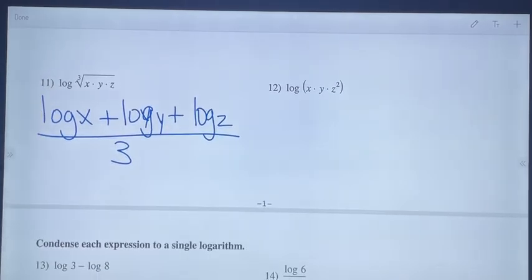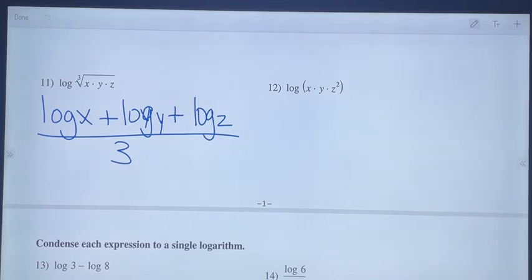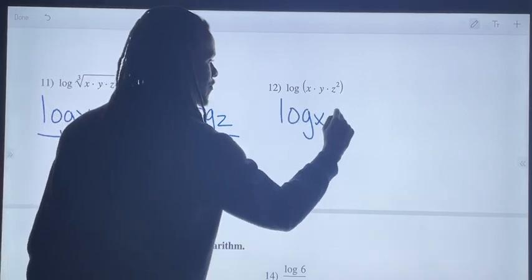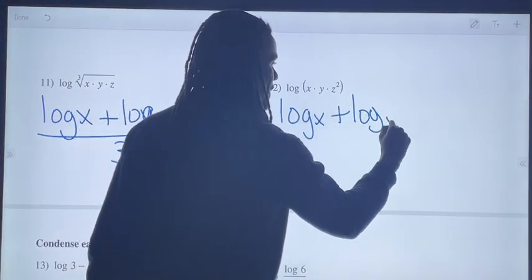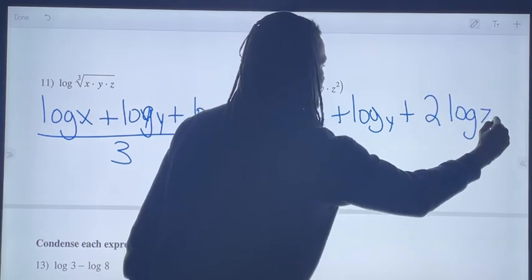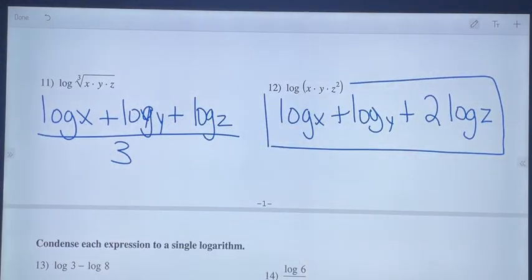In 12, it'll be log x plus log y plus 2 log z. The 2 is the exponent. Did that work for you, Melody?